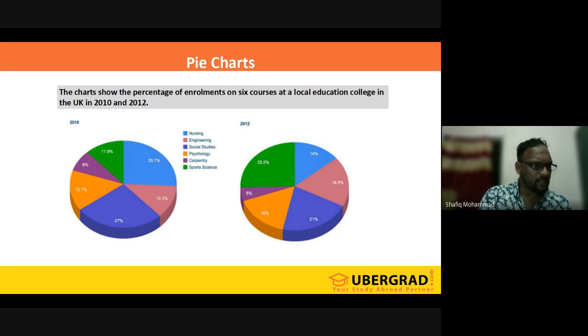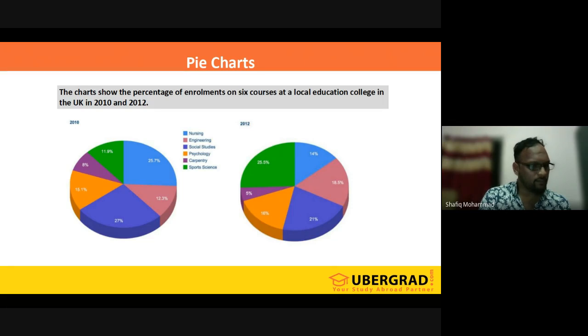Fine. I'll read Amit's. The pie chart illustrates the enlistments for six courses, local institute in UK from 2010 to 2012. It's not 2012 to 2012. It is 2010 to 2012. It is represented in percentages. Not required again, but it's okay. Percentage is not required over there. That's what I was trying to say. Okay, fine.